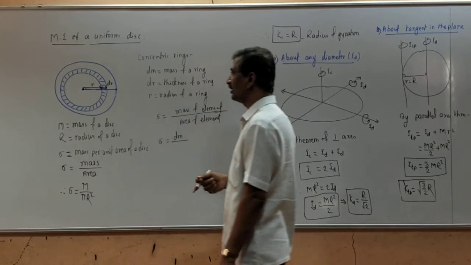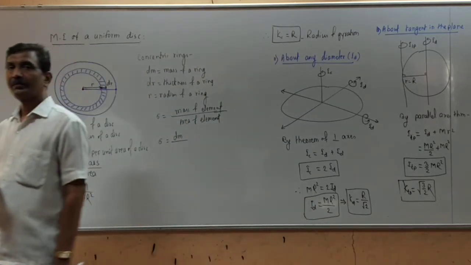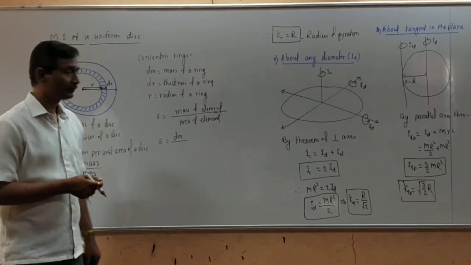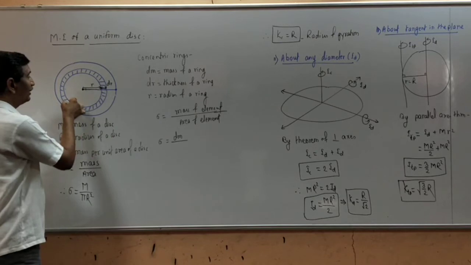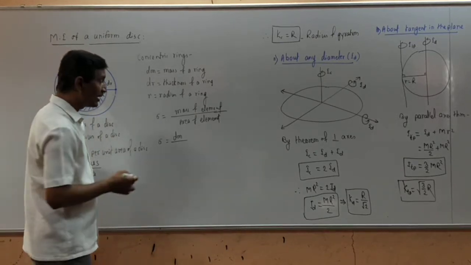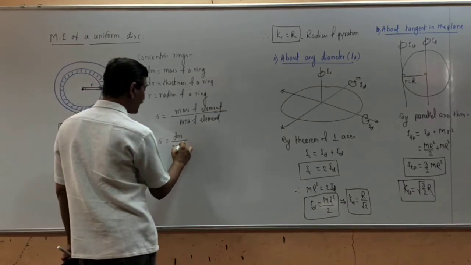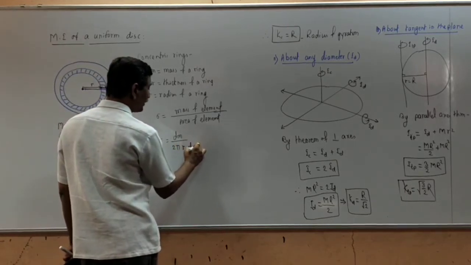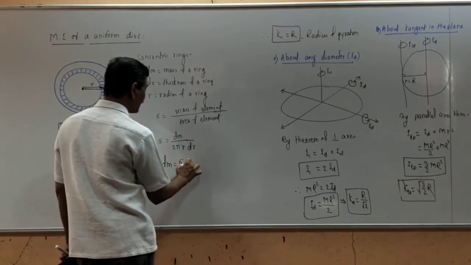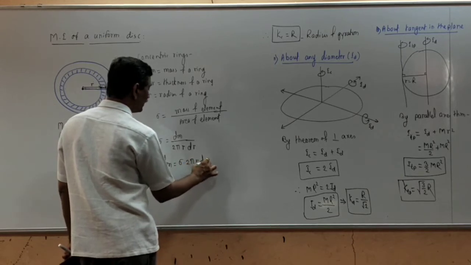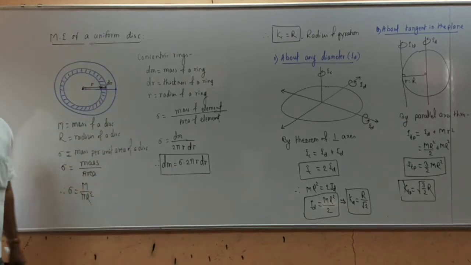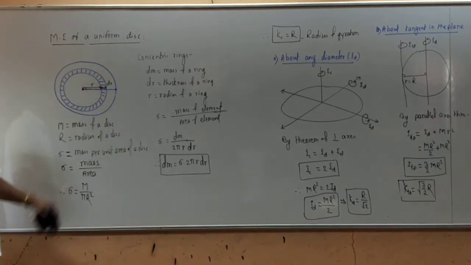What is the area of the ring? The formula for the area of the ring is circumference into thickness. How will you calculate the area of the ring? It is the product of circumference and thickness. Here the circumference is 2 pi small r and the thickness is dr. So cross multiplication gives us dm is equal to sigma into 2 pi r dr. This is the mass of one element, that is, the mass of the ring.